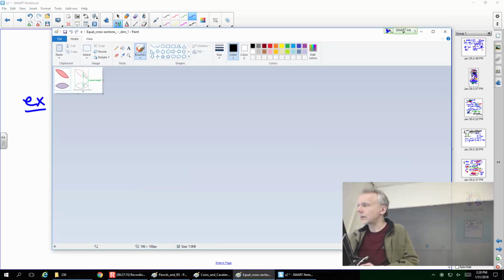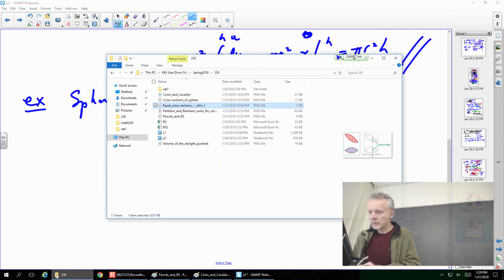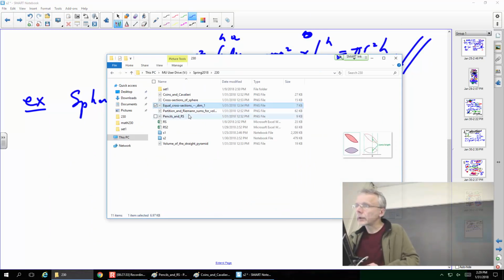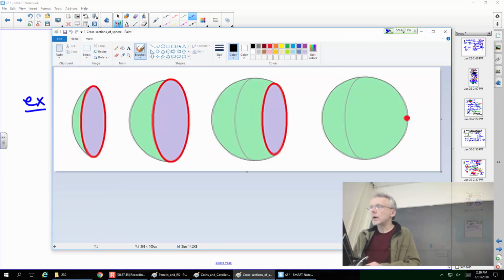Okay, so that is the illustration of what we talked about. Equal cross sections produce equal area, but that's not what I have in mind. I'm talking about a sphere. Well, you can imagine, so I don't have to plot it. You can see what happens if we start to cross-section a sphere.